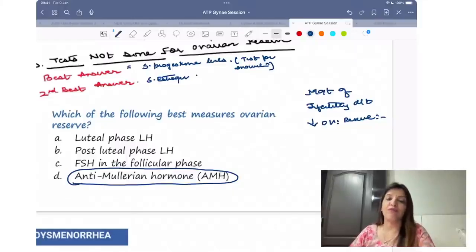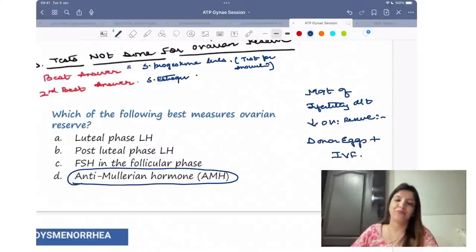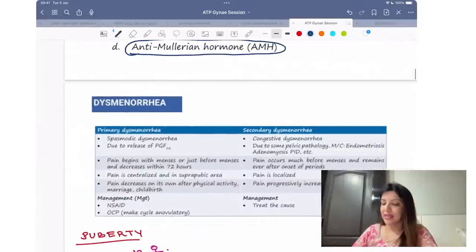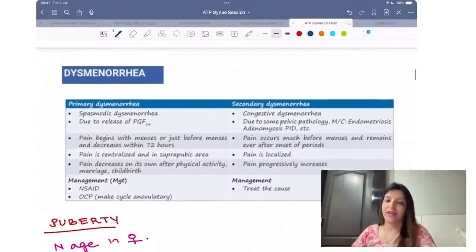Now if a female has no follicles, how can I make her conceive? What can I do? I can take donor eggs and go for IVF. So I will do IVF with the help of donor eggs. Excellent, smart surgeon. Coming to dysmenorrhea.